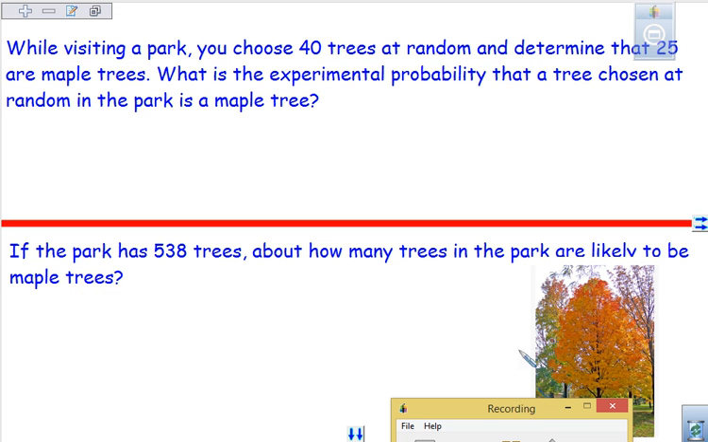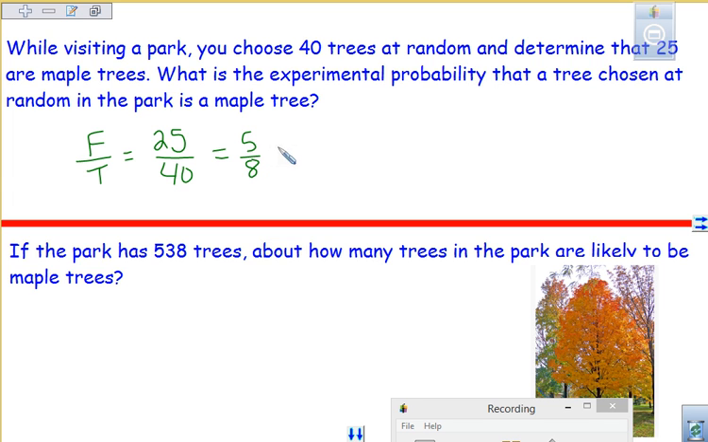Let's try another experimental probability example. While you're visiting a park, you choose 40 trees at random and determine that 25 are maple. What is the experimental probability that a tree chosen at random is a maple tree? So favorable divided by total. A favorable outcome would be being a maple tree. So we have 25 maple trees, and we have 40 trees in our sample. That fraction reduces to 5/8. As a decimal, that's 0.625. As a percent, this is 62.5%.